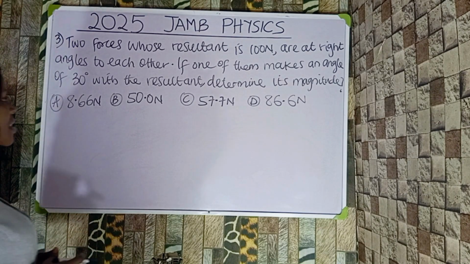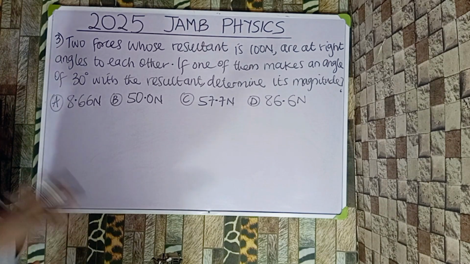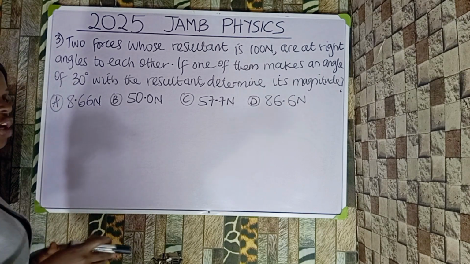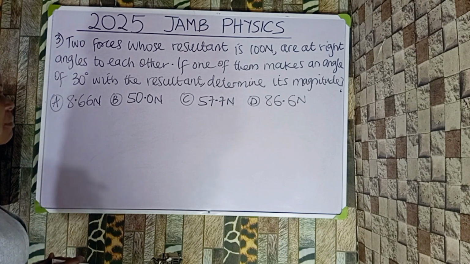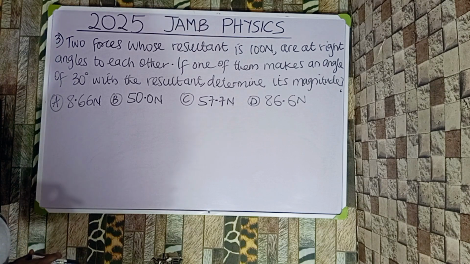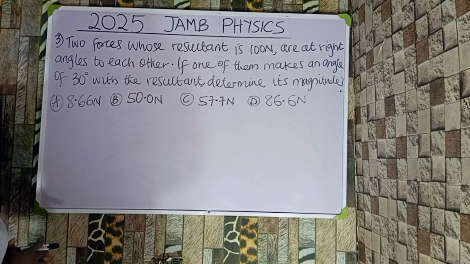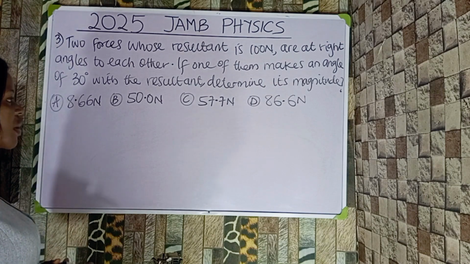If one of them makes an angle of 30 degrees with the resultant, determine its magnitude. Let me do a recap. Two forces, that means we are dealing with two forces whose resultant is 100 Newton and are at right angles to each other. If one of them makes an angle of 30 degrees with the horizontal, determine its magnitude. We are given options here. The first option is 8.66 Newton, the second is 50.0 Newton, the third is 57.7 Newton, and the last one is 86.6 Newton.